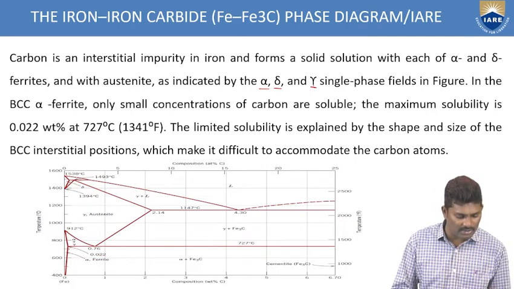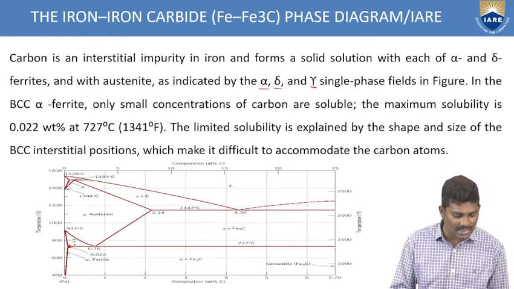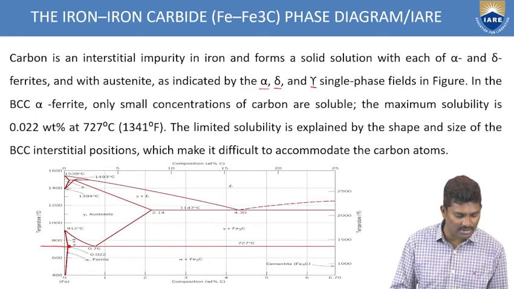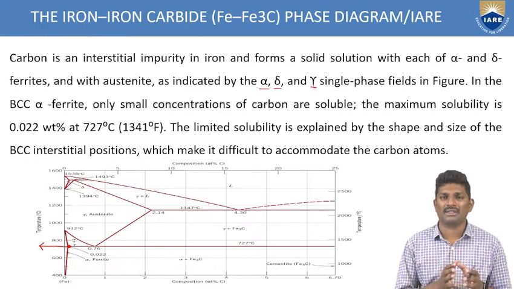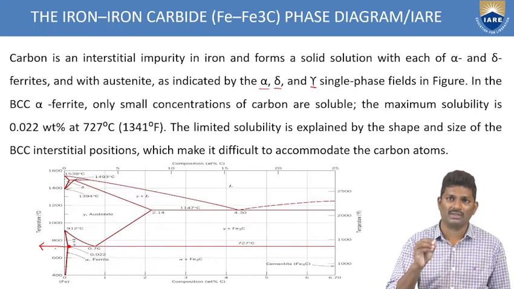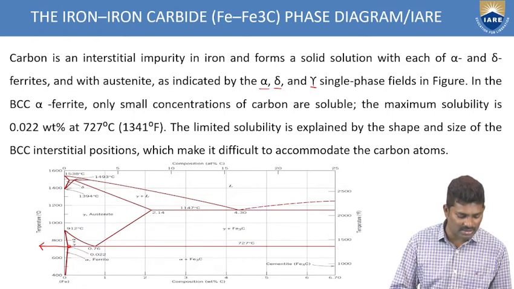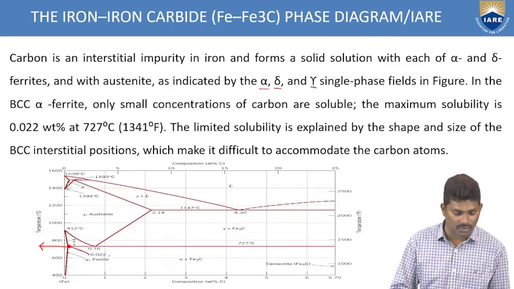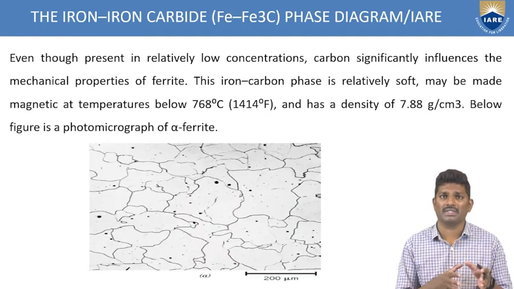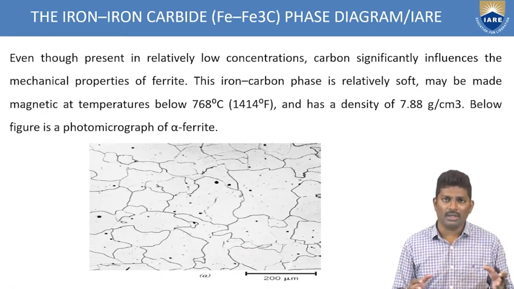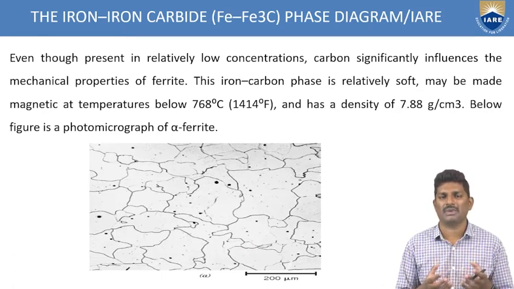So at this point of 0.022 weight percentage at 727 degrees centigrade, what is happening here? Only a very small concentration of carbon is there. That's why there is some change here at 0.022 weight percentage at 727 degrees centigrade. And what is happening because of this very low presence of carbon?